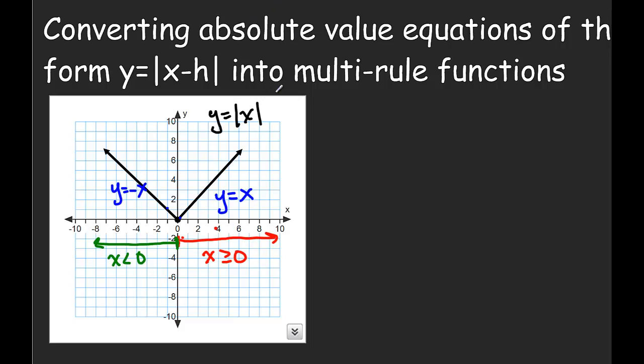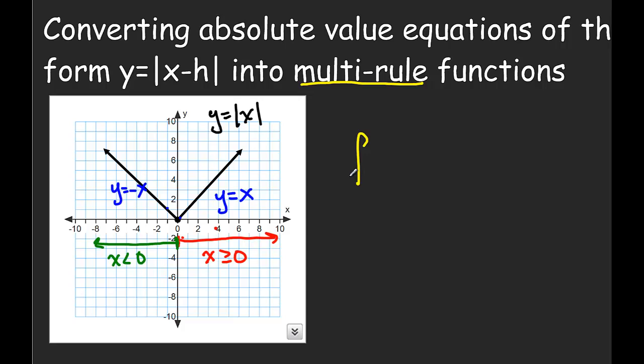Now we're able to write that as a multi-rule function instead of an absolute value. In calculus, it's an important skill to do this, because we cannot take the derivative of an absolute value. We can't necessarily integrate the absolute value and do other calculus-based operations. So we have to be able to break the absolute value apart into its separate pieces. We're going to create a rule for this and a rule for this, based on what we wrote here in blue and on the domains we wrote here.